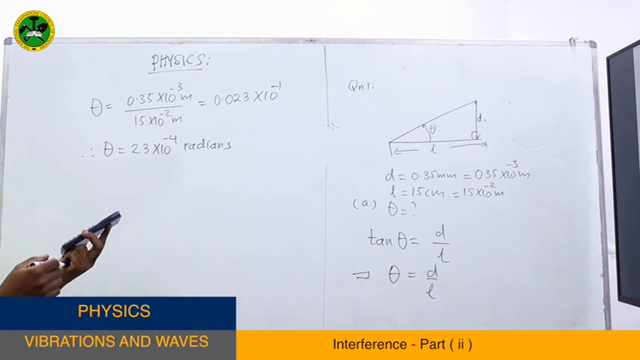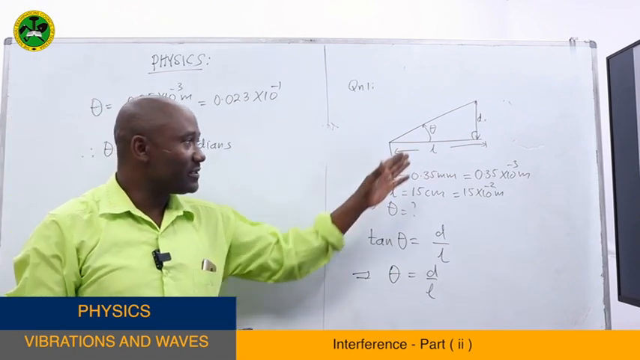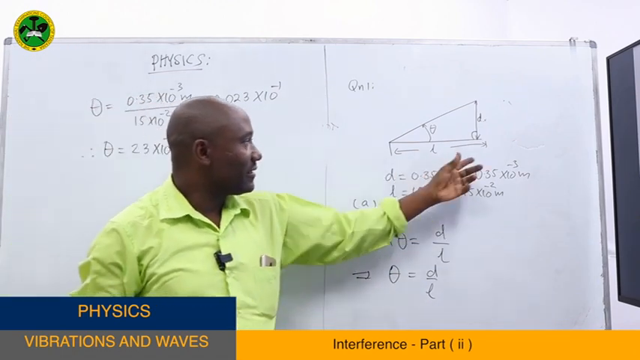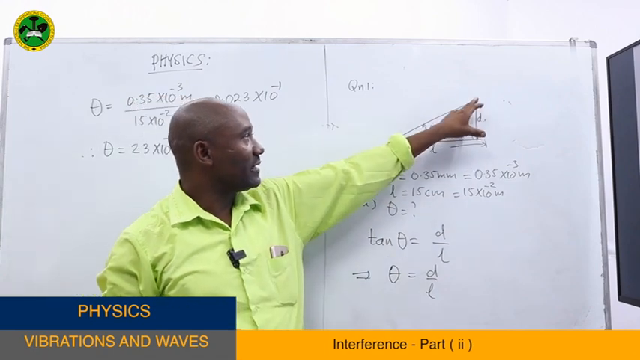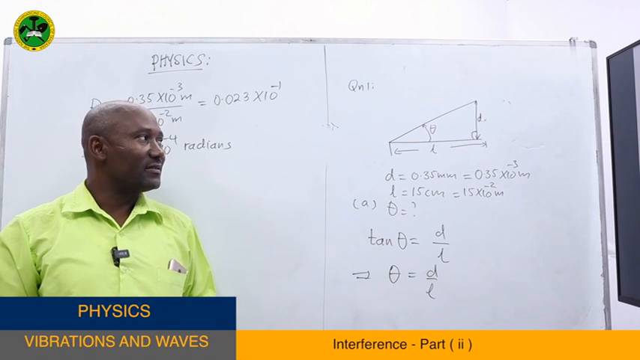That's the angle of the wedge. So if you use your calculator, you get that value. So that's how you can find the angle of the wedge from this information, if you know the length of the plates, and the thickness of the material in between. That's how you can find the angle.